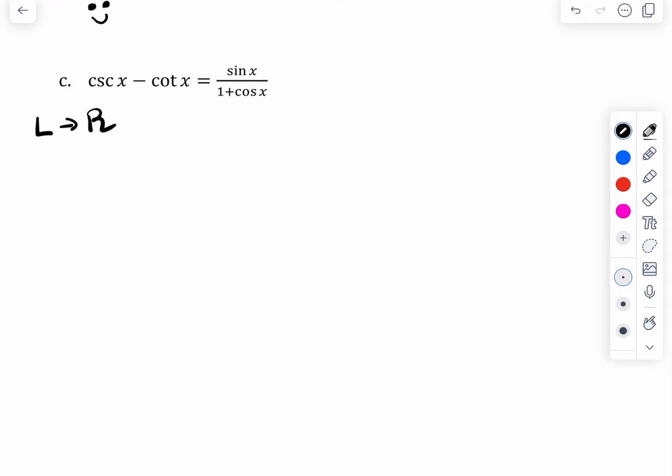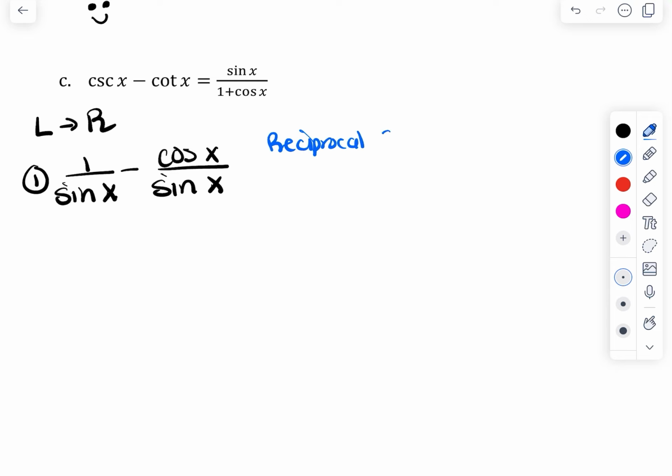The first thing I'm going to do is see that on my left-hand side, I have cosecant and cotangent, but on my right-hand side, I have sine and cosine. Even though I can't touch my right-hand side, I should be looking at it, right? I know that that's where I want to get to. So I'm going to change everything to be in terms of sine and cosine. Step 1 is I'm going to change cosecant to be 1 over sine x, and cotangent to be cosine over sine. I can do this because I am using the reciprocal identities, one of them, and one of the quotient identities.